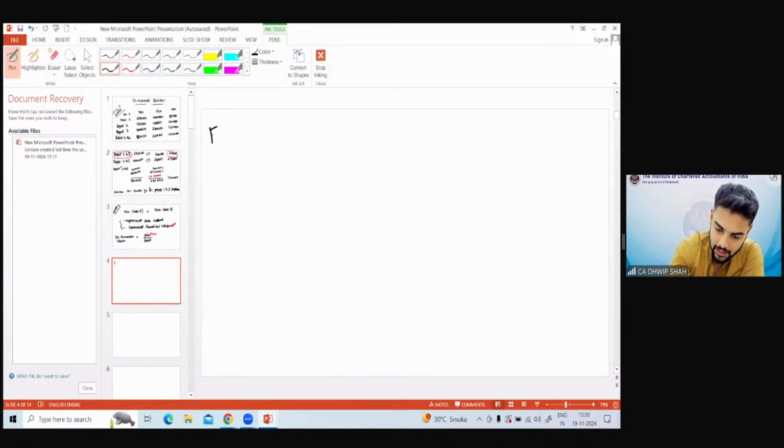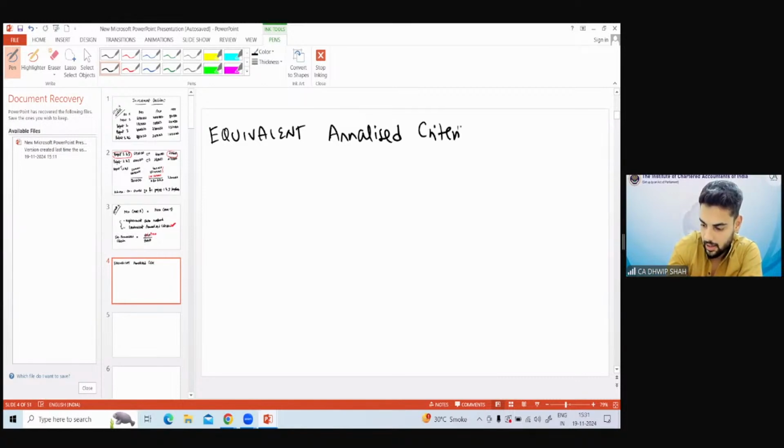For machine A, equivalent annualized criteria for machine not A but X.